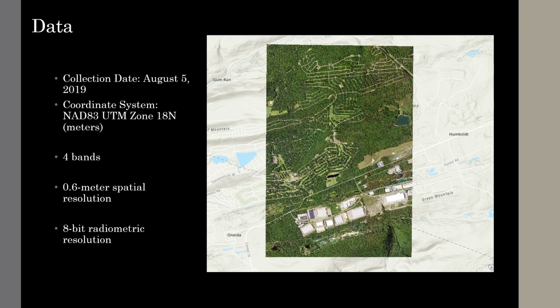And here's a screenshot of the 2019 NAIP imagery taken with a near-color infrared imagery sensor. The 4-band imagery was captured on August 5, 2019, and shown here overlaid on the Esri topographic base map in the 1-2-3 natural color combination. The coordinate system is NAD83 UTM zone 18 north in meters. It has a 0.6 meter pixel resolution and an 8-bit radiometric resolution. This was also downloaded from USGS's Earth Explorer.